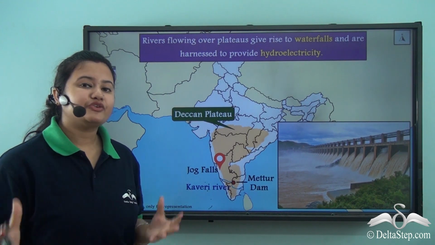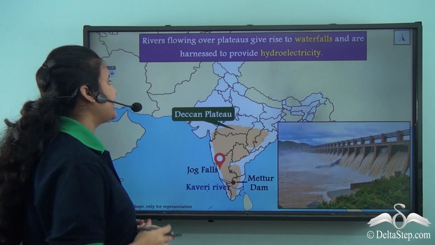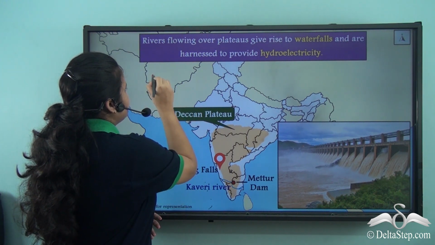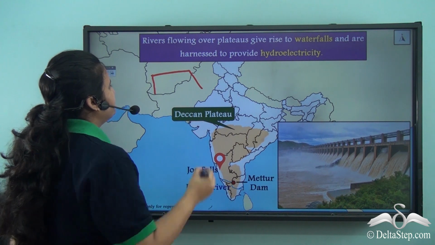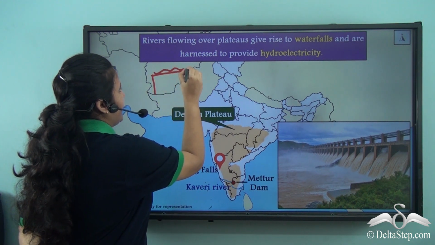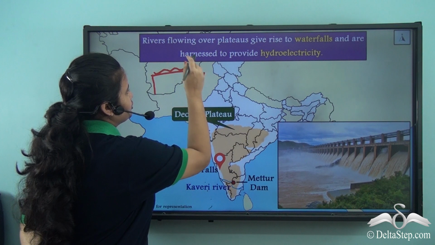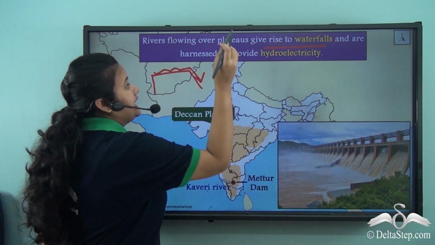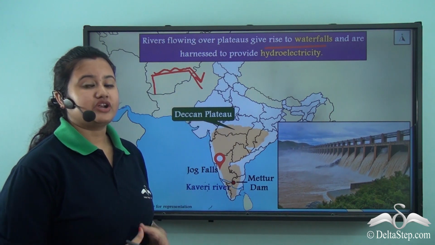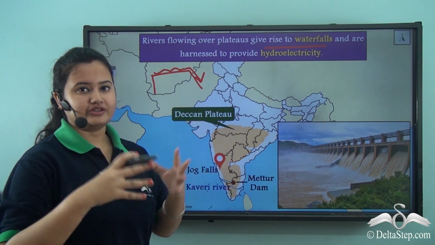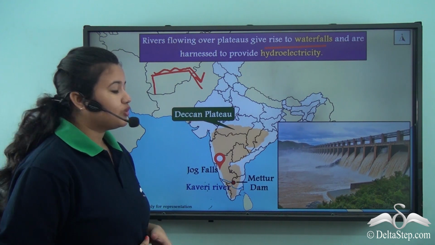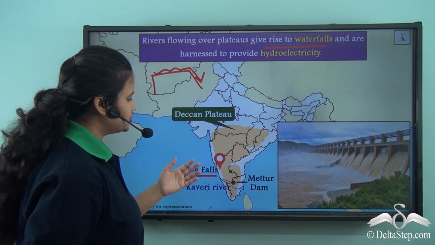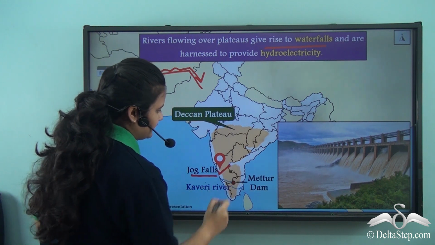Plateaus offer mesmerizing sights of waterfalls. This is because, as we know, plateaus have steep slopes. So, when a river flows over them and falls down the steep slope of a plateau, it gives rise to waterfalls. This natural beauty attracts large number of tourists. A famous waterfall of Deccan Plateau is the Jog Falls, which is situated in the state of Karnataka.